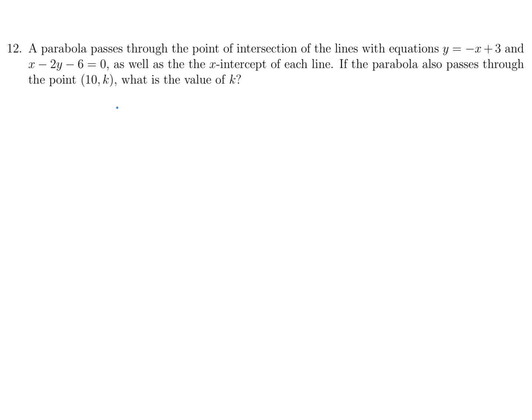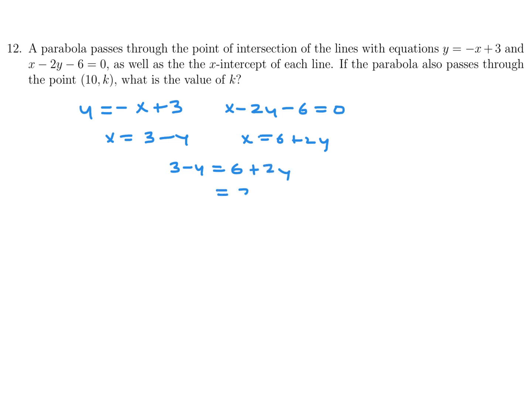First, we would have to set them equal to each other. So what am I doing here? Minus x plus 3 is y, and x minus 2y minus 6 is 0. So that means if I set everything equal to y, you can do it either way. This would be x is equal to 3 minus y, and x is equal to 6 plus 2y. So that means 3 minus y is equal to 6 plus 2y. Therefore, 3y is equal to minus 3, y is equal to negative 1. And then when you sub it back in, you'll get x equal to 4. So (4, negative 1) is basically the intersection point.